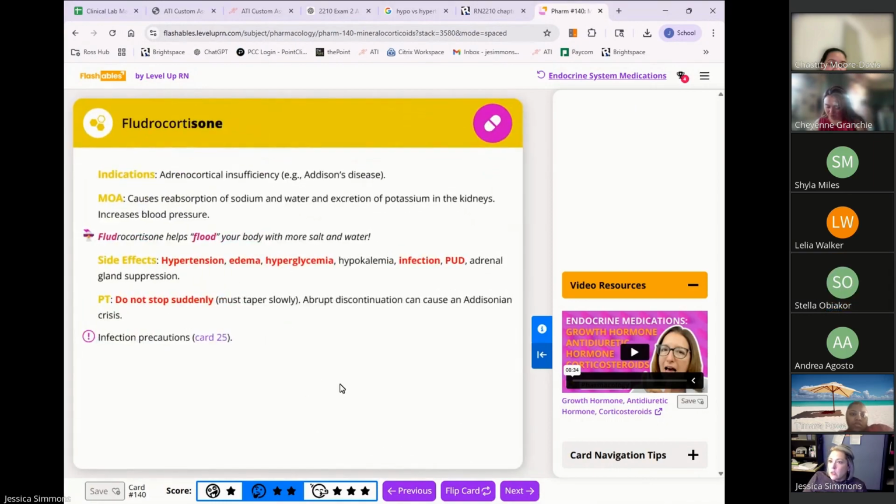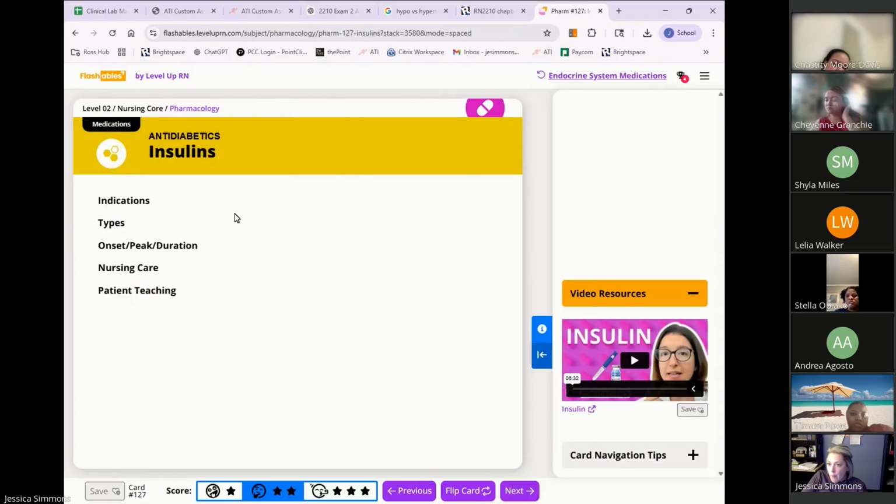Mineralocorticoids. This is a treatment for Addison's disease because Addison's disease does not get enough ACTH. Know your signs and symptoms of Addison's and Cushing's. I'm not going to do the insulin one here because I want you guys to get those from your ATI book.